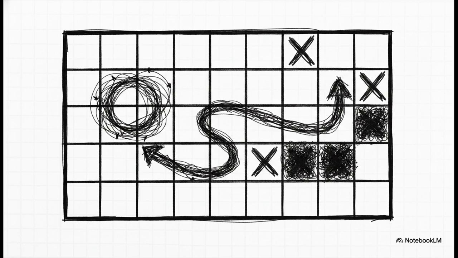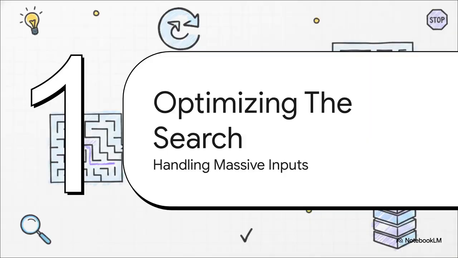To prevent these nasty infinite loops, you've got to do one of two things. You either maintain a separate visited set, or, if you want to save memory, you dynamically mutate the grid itself. Just flip a visited land cell from a 1 to a 0 so your algorithm knows, hey, never step there again. Which brings us perfectly to Section 4, Optimizing the Search. This is all about handling massive inputs to make sure your code actually runs fast enough to pass the tests.